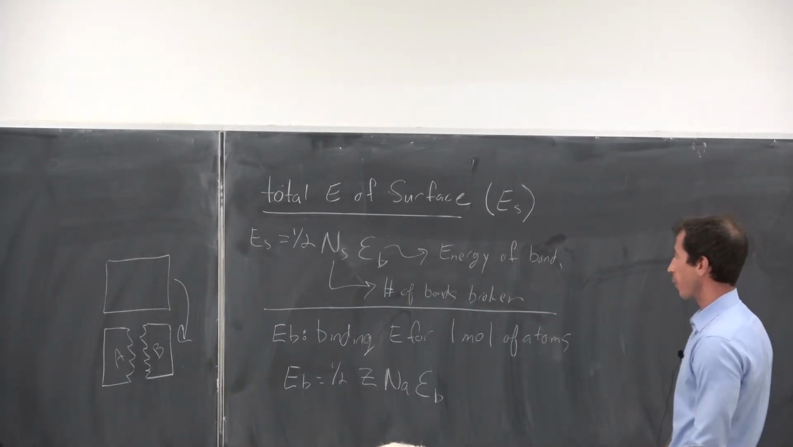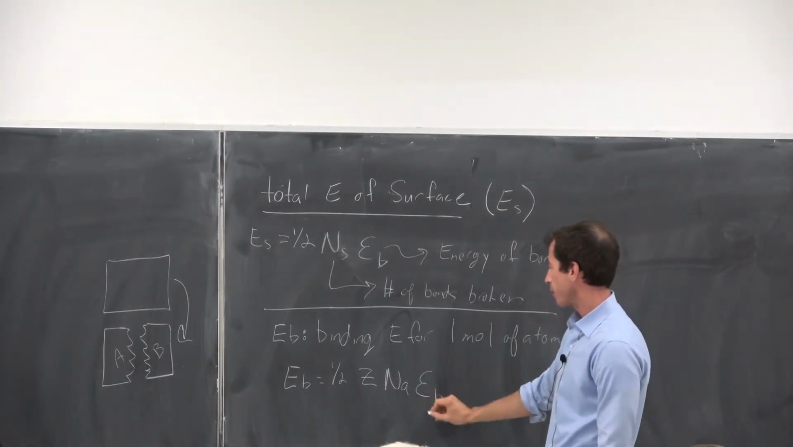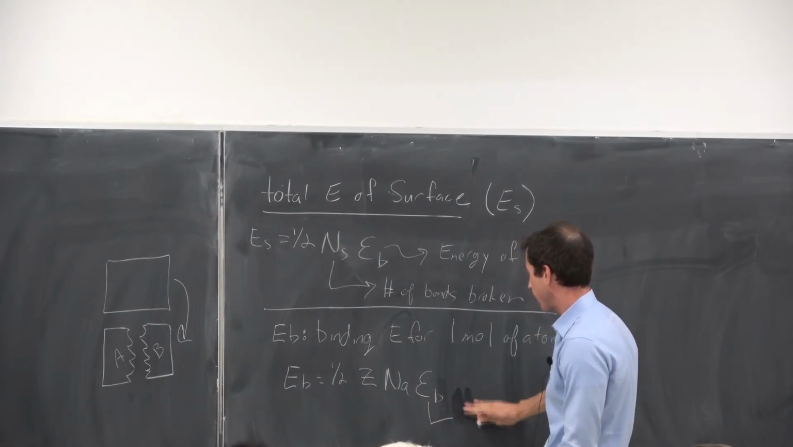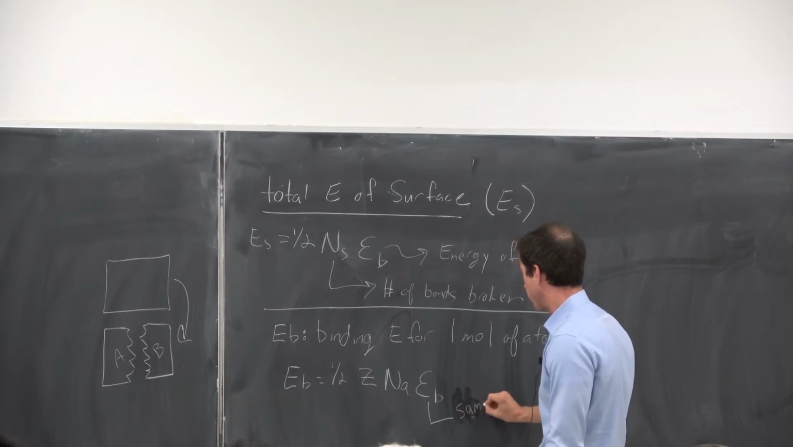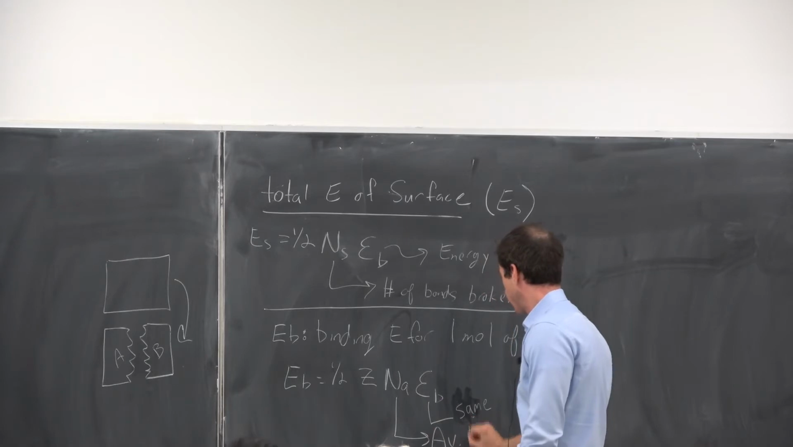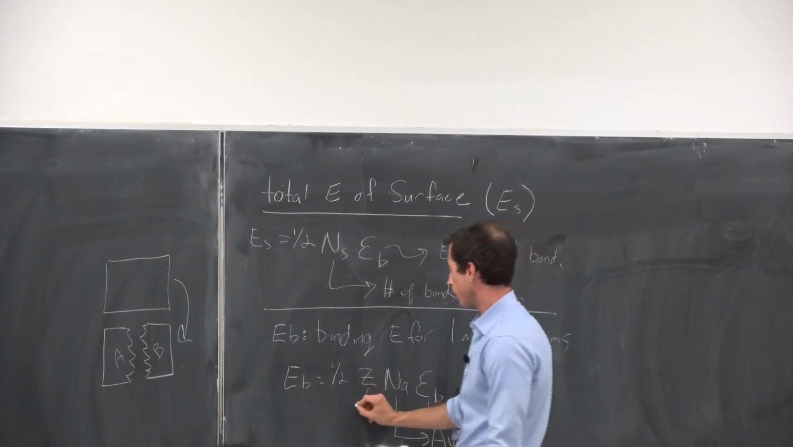Okay. So here our EB is the same. That's the energy. I'll just write same. It's the energy of one bond. NA is Avogadro's number. And Z is the coordination number.